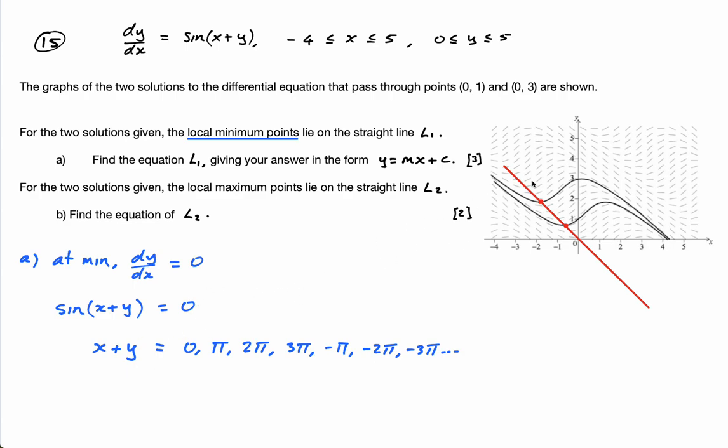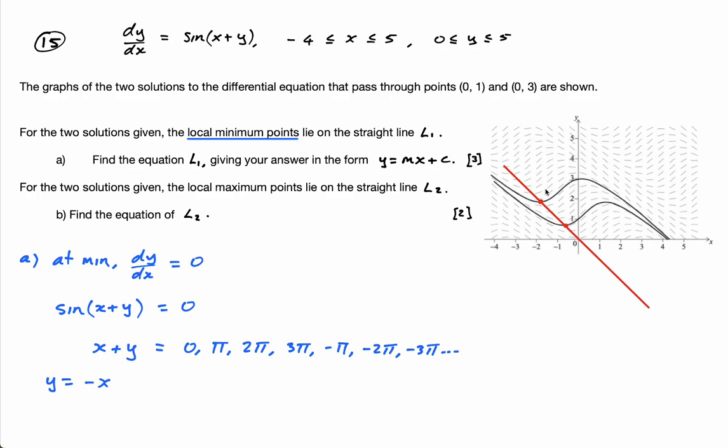So that means the equation of this line is going to be y equals negative x plus 0, or plus pi, or plus 2 pi, or plus 3 pi, or minus pi, or minus 2 pi, or minus 3 pi. Because, well, it can be any of these for this to be true, for sine of x plus y to equal 0.